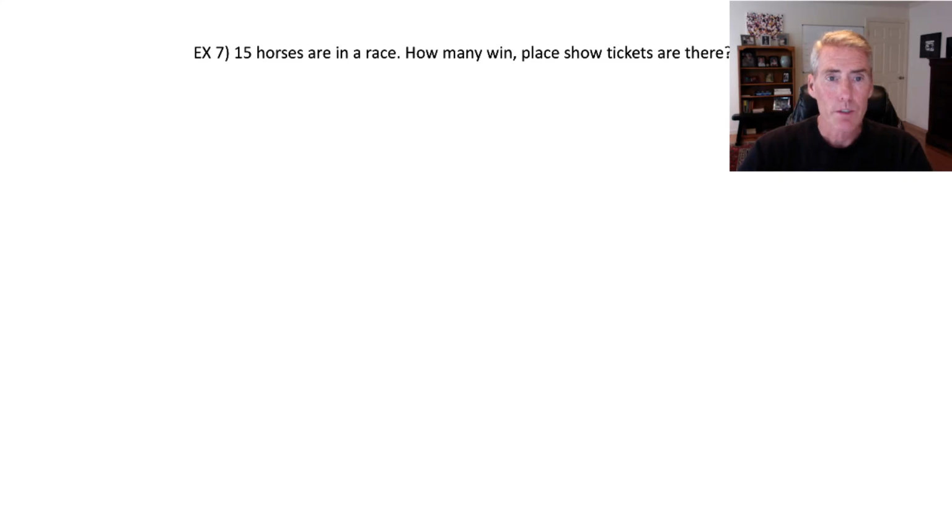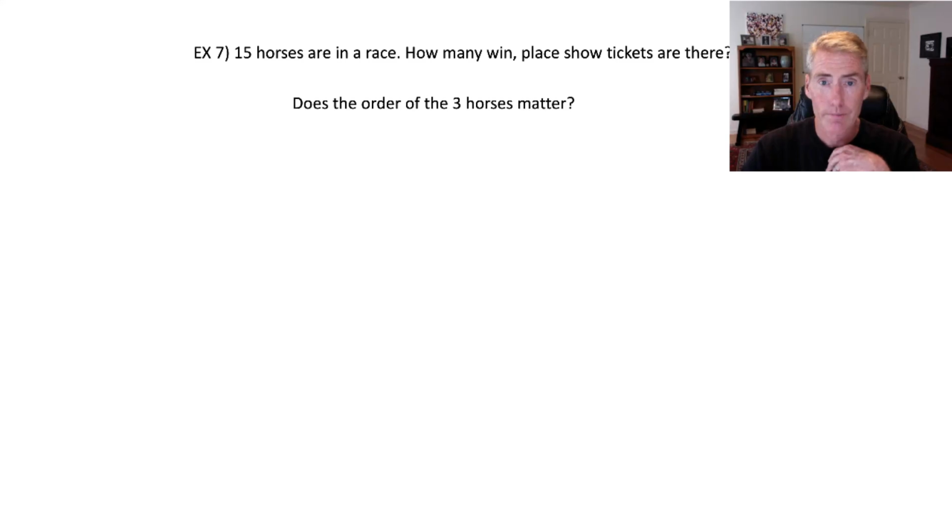So 15 horses are in a race. How many win, place, show tickets are there? So I was missing a comma, because that should say win, comma, place, comma, show. So that's just a fancy way to say win means first, place means second, show means third. So first, second, and third. So with that, yes, the order matters.